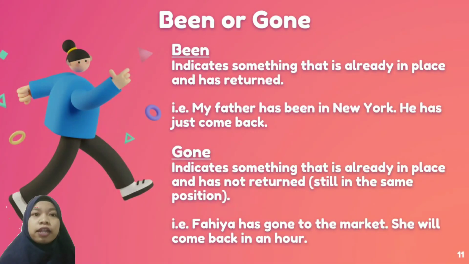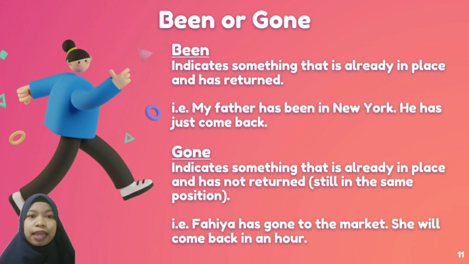Okay. Next, been or gone. Been indicates something that was in a place and has returned. An example, my father has been in New York. He has just come back. So my father has been in New York. It can be for several years, but now he has come back.